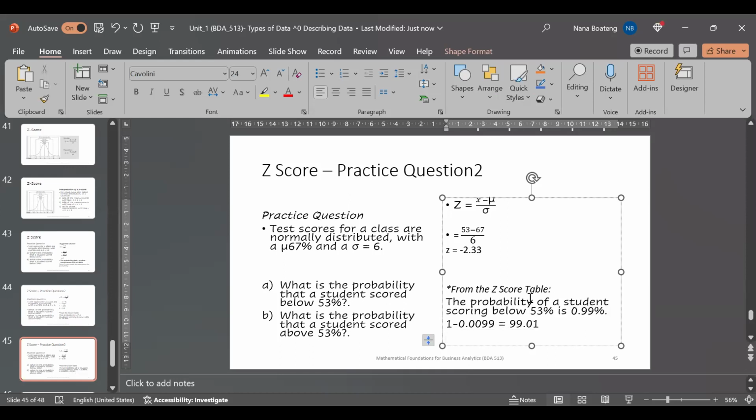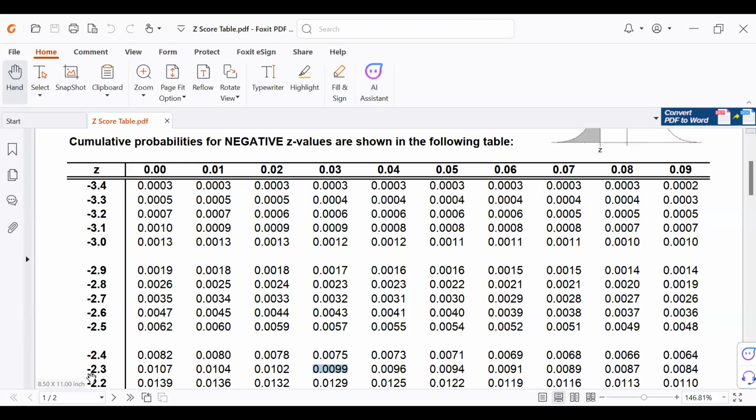Okay. So basically that's it. All that I'm saying is that the first one that we worked, we got negative 2.3. That's working out to be 0.0099. Okay. In terms of percentage, it is 0.99%. So that is the probability that somebody got below 53%. But if you want to check the above, then you deduct this from 1. That's what I'm saying. Then you can check the positive side.